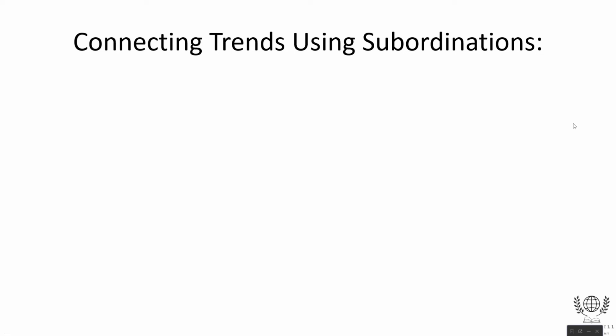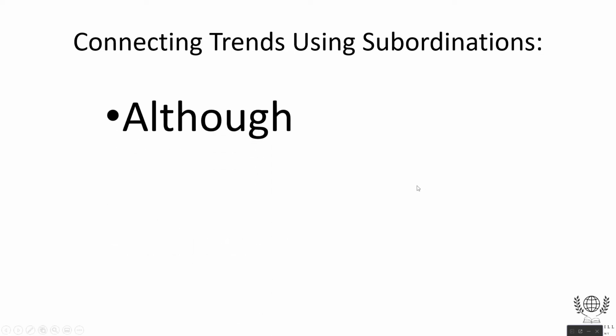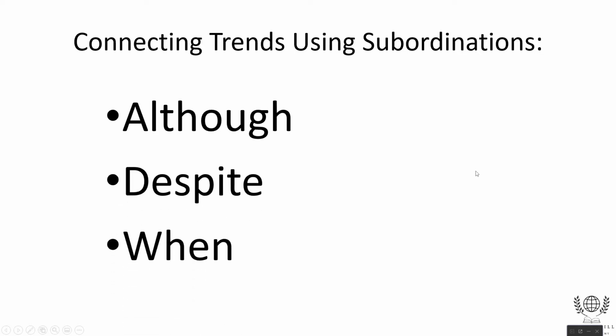And we looked at these subordinations before in part 1. Subordinations like although, despite, and when are very useful subordinations that help us combine information together. In this part, we're going to take a look at although, despite, and when, and how to use them to combine information together when describing trends. So let's start with although.